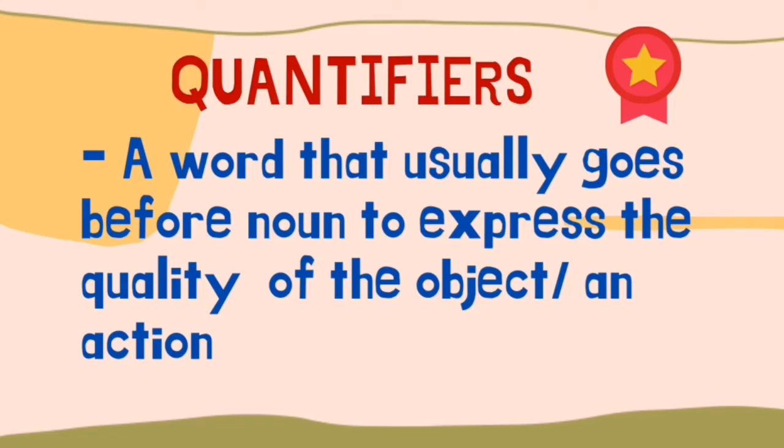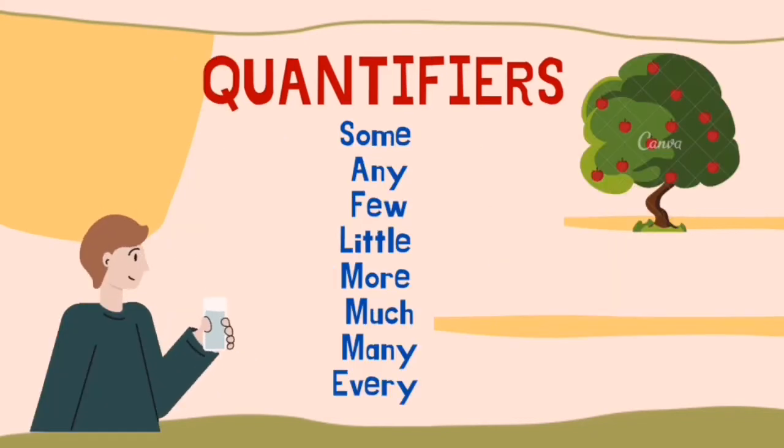A quantifier is a word that usually goes before a noun to express the quantity of an object or an action. Quantifiers tell you the quantity. For example, some, any, few, little, more, much, many, every. These are all quantifiers.